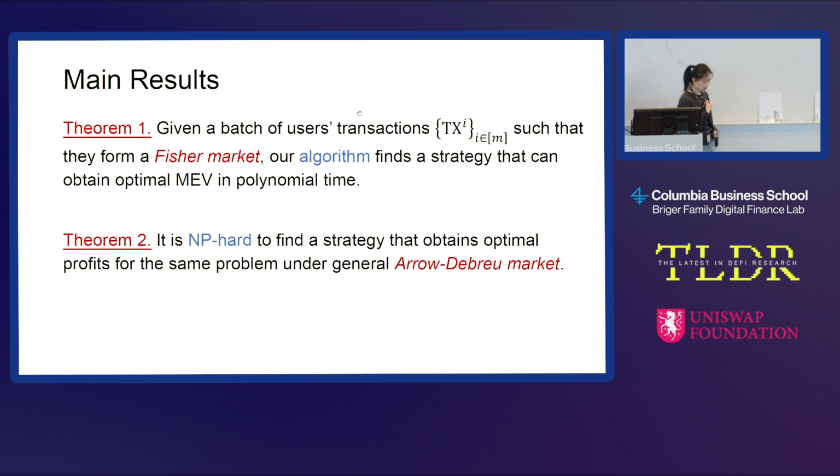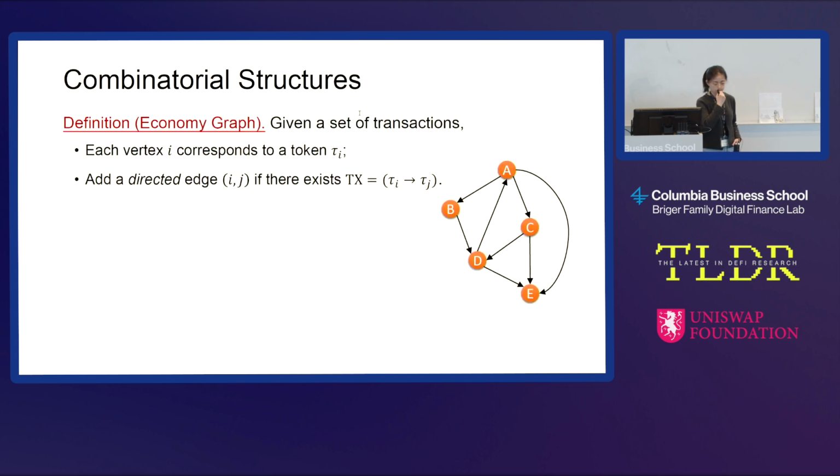Okay, here are our main results, which contain two parts. The first one is, if the user transactions form a Fisher market, then we propose an algorithm to compute the optimal strategy in polynomial time. But if they form an algebra market, the problem becomes harder. I will explain the definition of Fisher market and algebra market later. But before going into the details, I would like to show some combinatorial structures, which are very helpful for understanding what the optimal attack should look like.